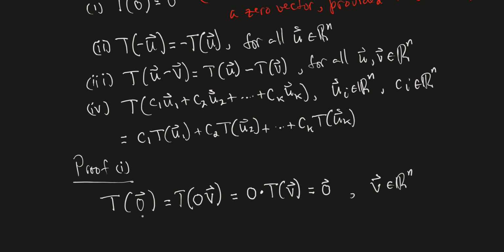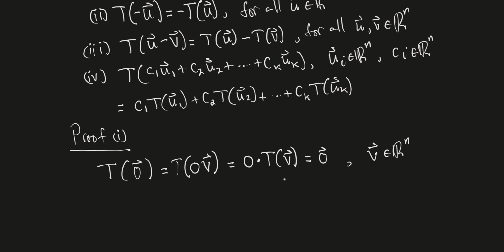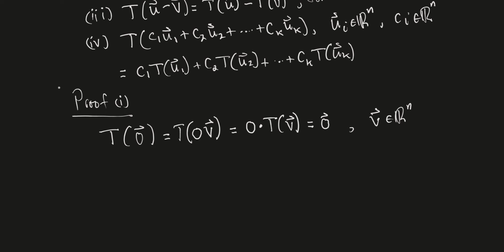So again, in words, the image of the 0 vector has to be a 0 vector. If that is not true, then your transformation cannot be linear. In fact, that is sometimes, not always, but sometimes an easy way to check to see if a transformation is linear. So to illustrate that, let's take a look at this example.